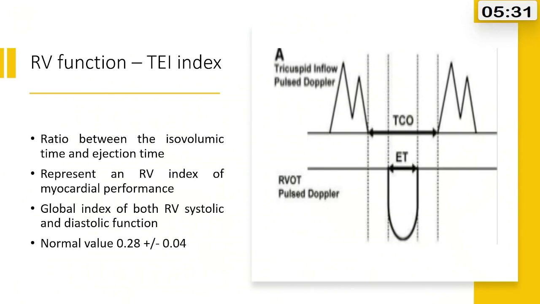The Tei index is a little bit complicated because, as we mentioned earlier, we do not have the inflow and the outflow in a single view. So we need to assess the tricuspid inflow pulsed Doppler and the right ventricular outflow tract pulsed Doppler, and then apply the equation to obtain the Tei index with a normal value of 0.28.